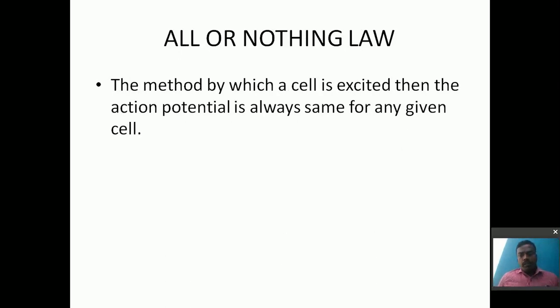Then another important law is the all or nothing law. This is also important, for two mark questions. Whatever the method by which the cell is excited, the action potential is always the same for any given cell. That is the all or nothing law. The action potential is the same for any given cell, regardless of the method of exciting the cell. These are the all or nothing law.